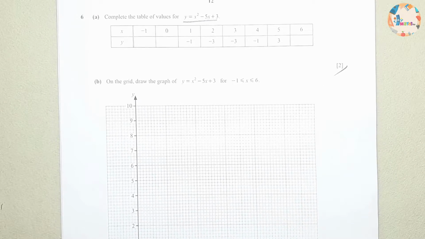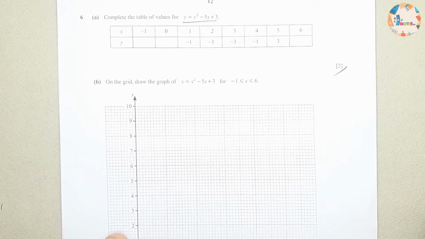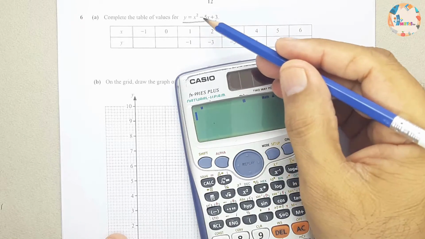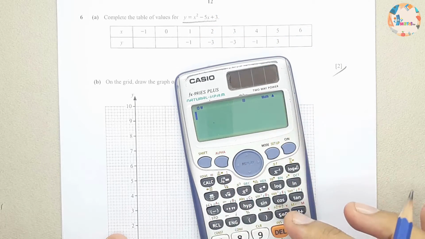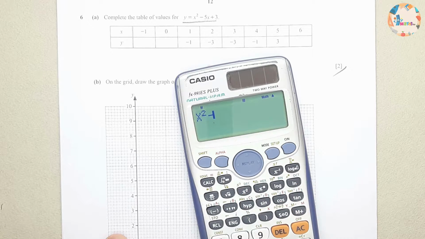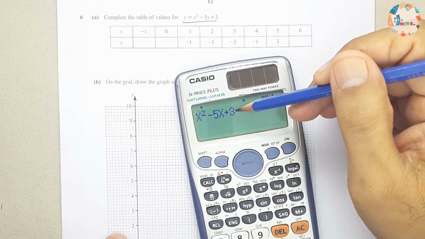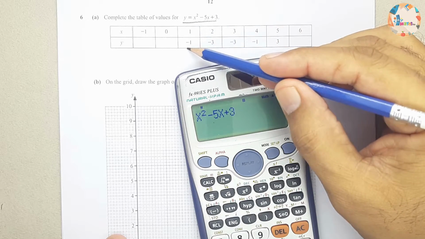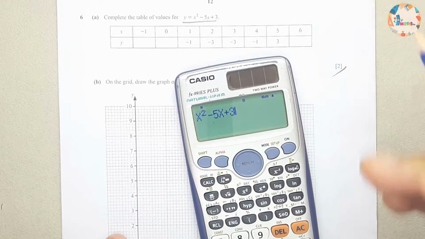So we'll deal with the table of values first, and we know we have to use the calculator. Easily we can use this. So we'll type this equation, x squared, so alpha x and square, and after squaring minus 5 and alpha x and plus 3. So this is the quadratic equation we have written on the calculator. Now we will take one value which is already given to confirm that everything is fine.